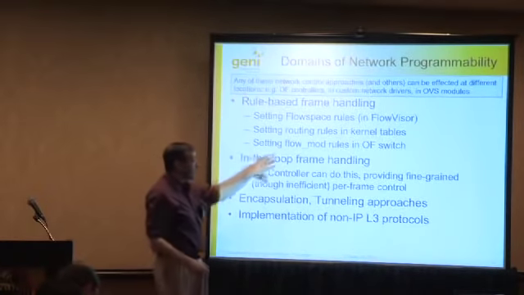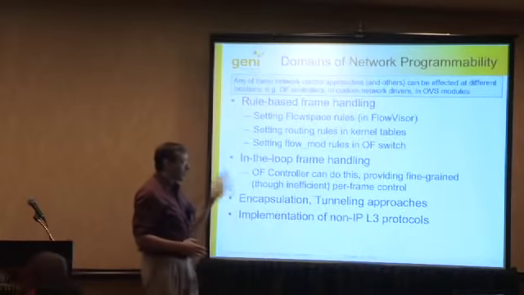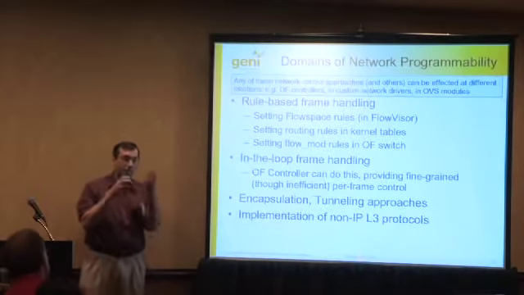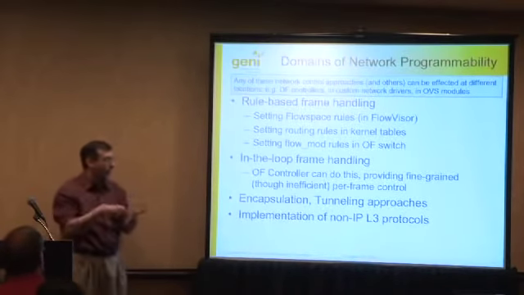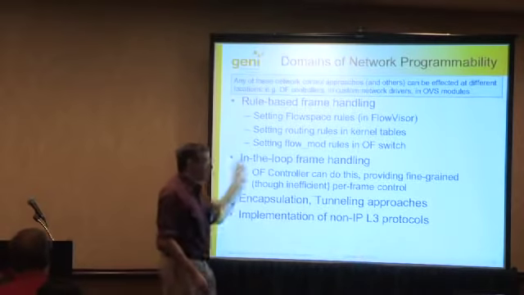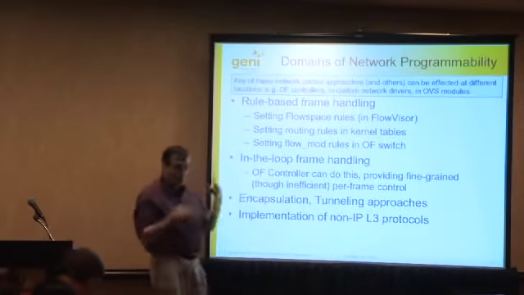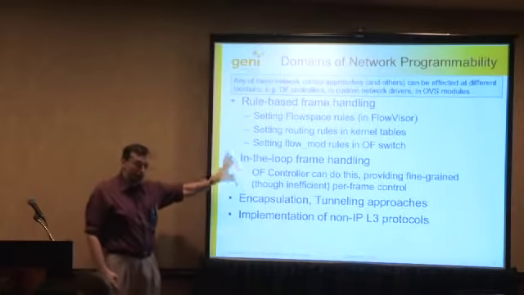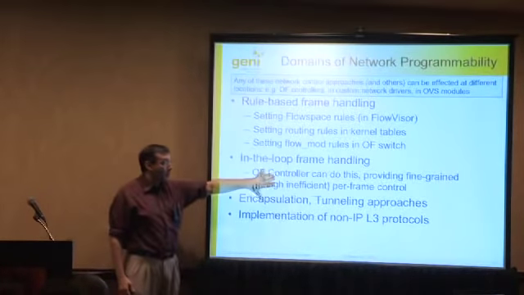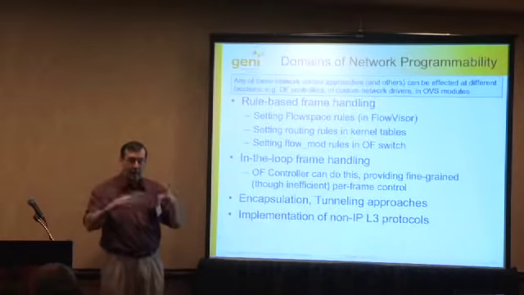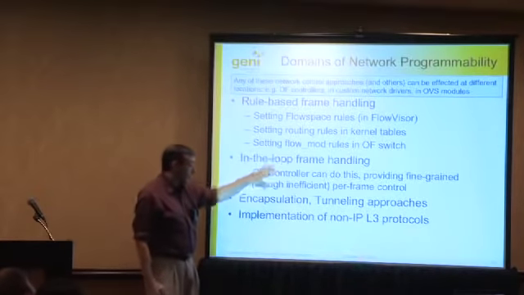You can also have in-the-loop frame handling. An OpenFlow controller can take every single frame and say, well, if it's this, then change this part of the header and go out this way. It provides fine-grained control. Now, obviously, this is software in the loop, and it's not efficient to do that, but there are certain experiments for which you're not worried about performance. You're worried about testing out an algorithm, making sure that things work. So you can do this.